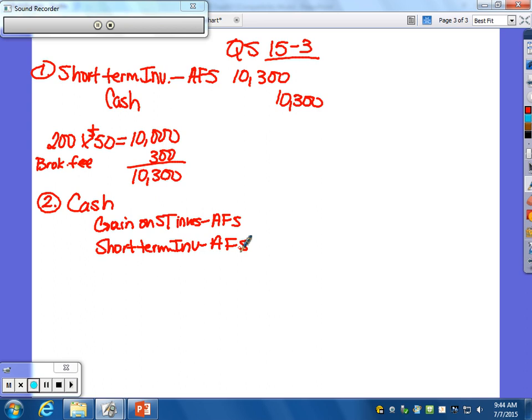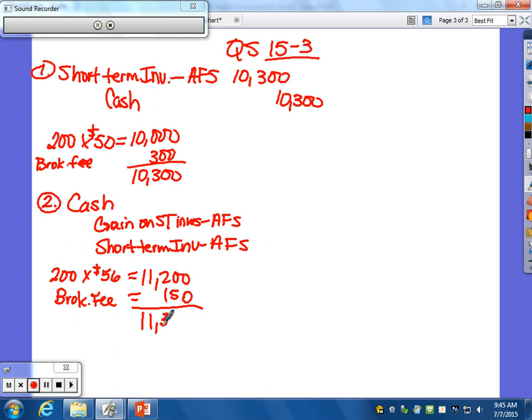200 shares. What was the price? $56. How much? $11,200. Don't you have to add? What else do you add? Commission or brokerage fee, whatever they call it in the problem, which was 150. So that's a total of 11,350. If we bring it back up to our journal entry, that's how much cash we received, correct?